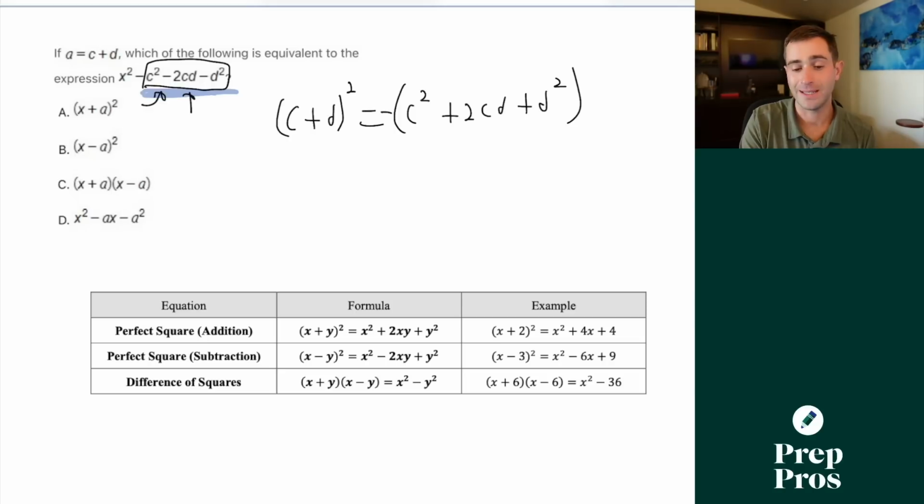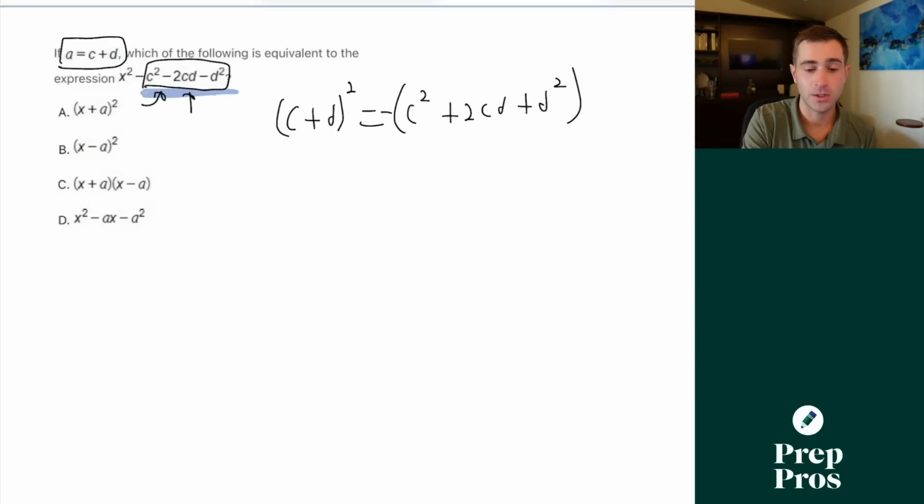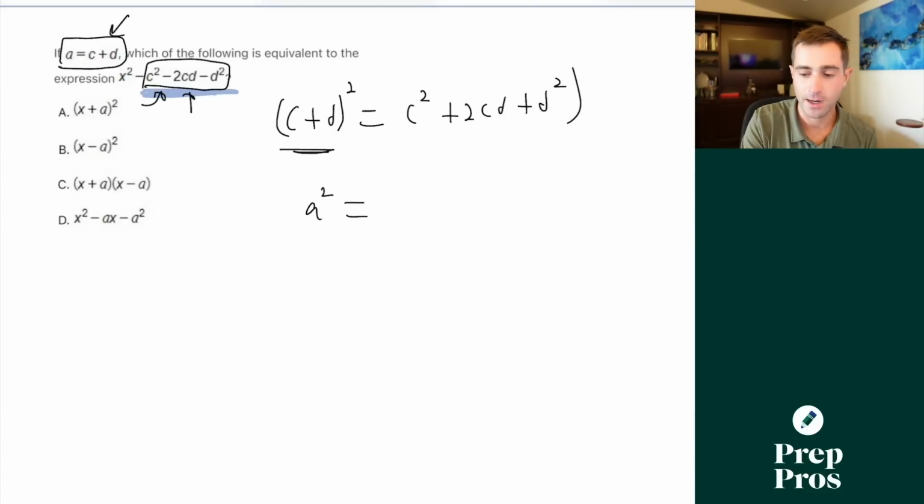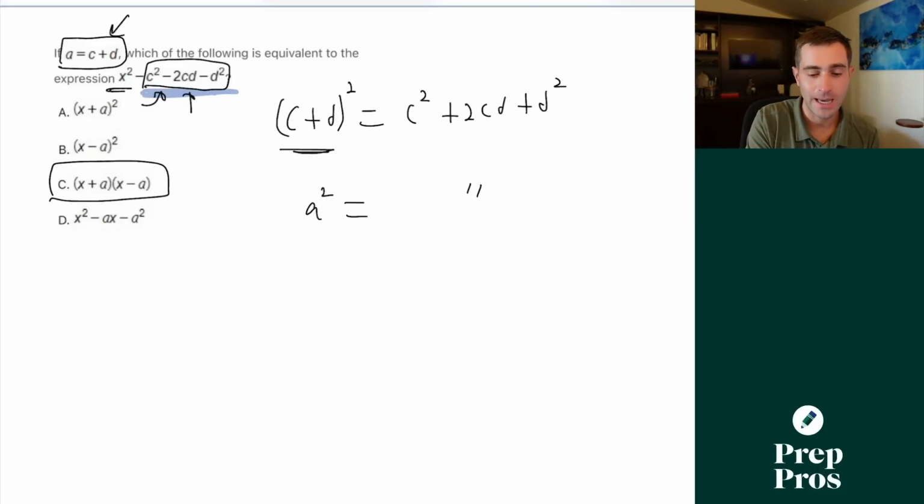So we want to be doing x squared minus, if we know that a is equal to c plus d, we want to be doing x squared minus a squared, because since we know a is equal to c plus d, a squared is also the same as (c plus d) squared. I'll get rid of that negative that I added in as we were talking through. a squared is also going to equal this same c squared plus 2cd plus d squared, so we just want to get x squared minus a squared, and x plus a times x minus a is going to get us there.